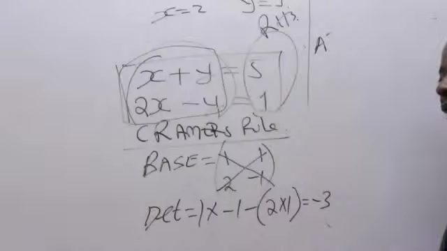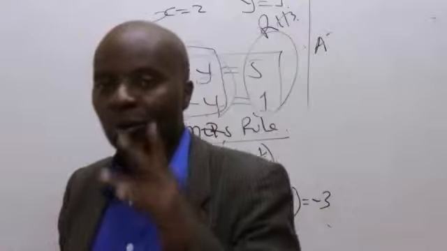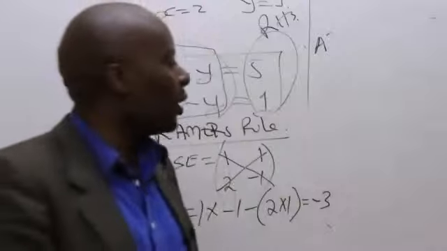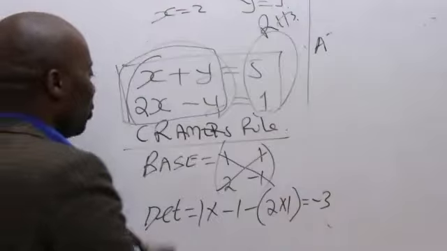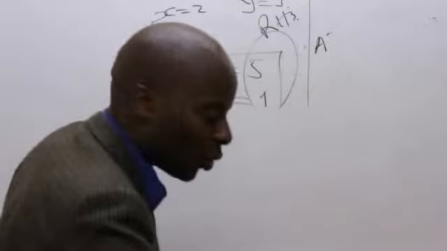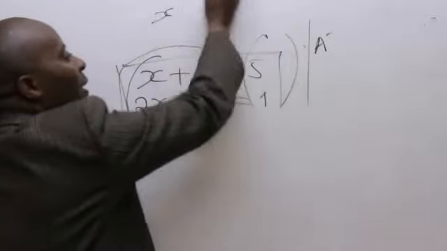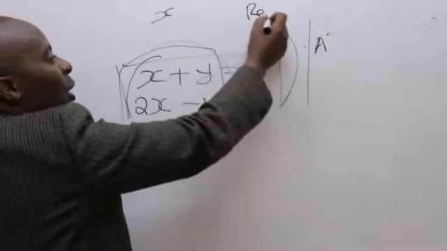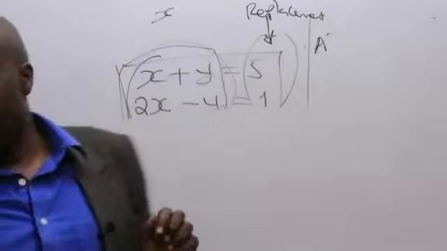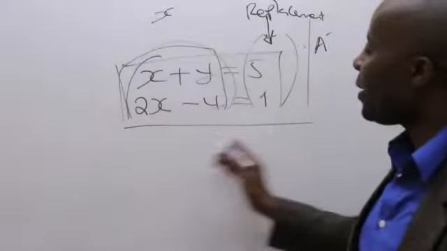Now, ladies and gentlemen, having gotten the determinant, how do I make use of the Cramer's column rule? Very easy. The Cramer's column rule is quite an easy thing to be done. Ladies and gentlemen, remember that under Cramer's, this column has a special name called what? Replacement. This column has a special name called replacement.